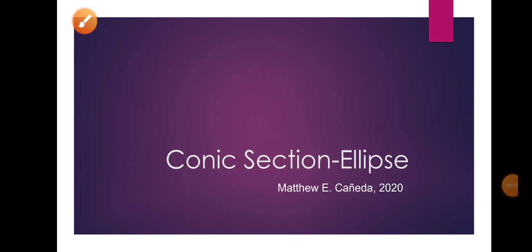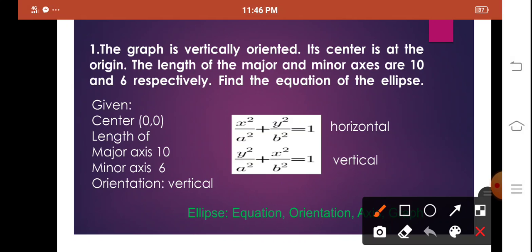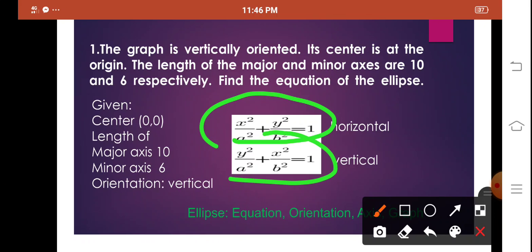This time we will study the conic section ellipse. The equation of an ellipse, if it is horizontally oriented and whose center is at the origin, is x squared over a squared plus y squared over b squared equal to 1. If it is vertically oriented, the equation is y squared over a squared plus x squared over b squared is equal to 1.